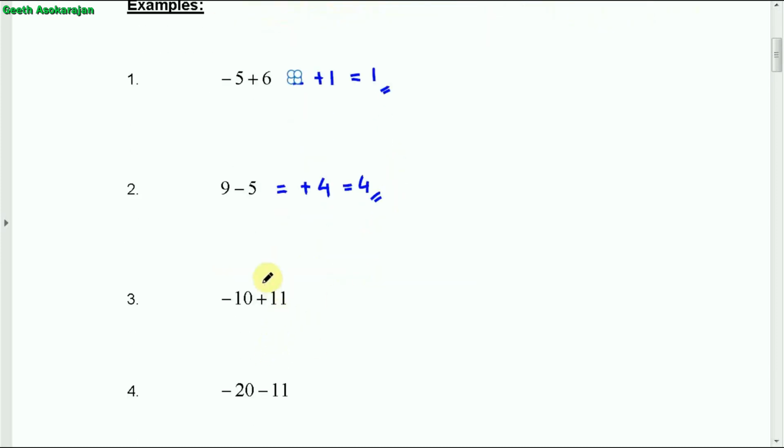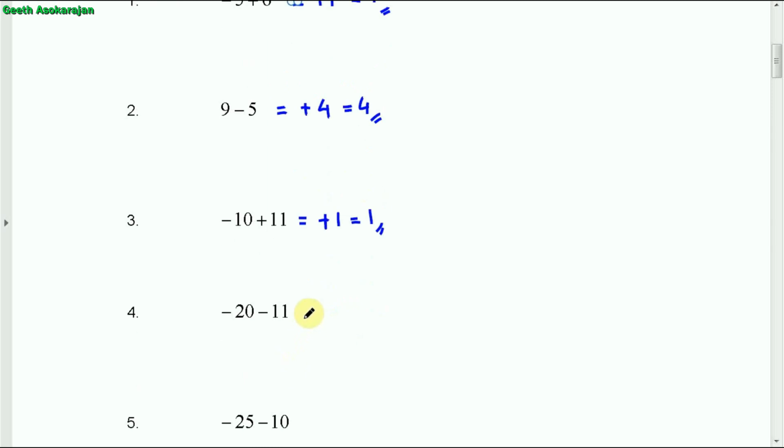Let's have a look at another example. -10 and +11. These two numbers have opposite signs or different signs. I have a minus here and a plus here. So remember the idea: two numbers of opposite signs, subtract the numbers. 11 take away 10 is 1. And the larger number is 11. The sign in front of the 11 is plus, so it's +1 or simply 1.